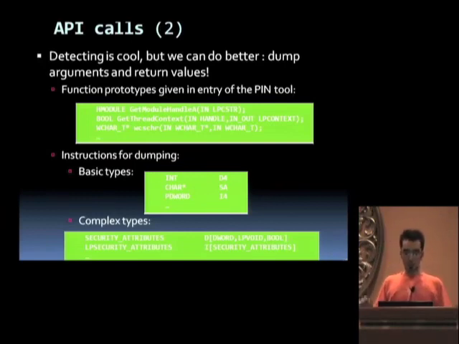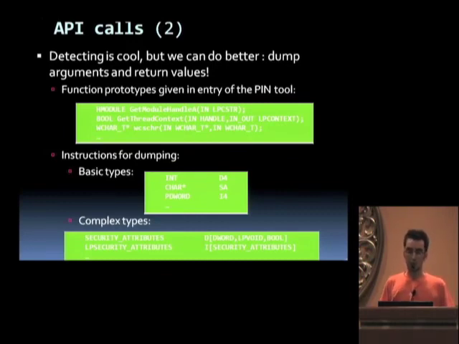The second kind of types we have are the complex types. Complex types are basically either a composition of other types or just a pointer to another complex type. For example, SECURITY_ATTRIBUTES, which is a Win32 type, is a composition of a DWORD, an LPVOID, and a BOOL. So when the PIN tool has a SECURITY_ATTRIBUTES to dump, it makes a recursive call to dump the first part as a DWORD, the second, etc. And the second example of complex types is LPSECURITY_ATTRIBUTES, which is just a pointer to a SECURITY_ATTRIBUTES, an indirect SECURITY_ATTRIBUTES.